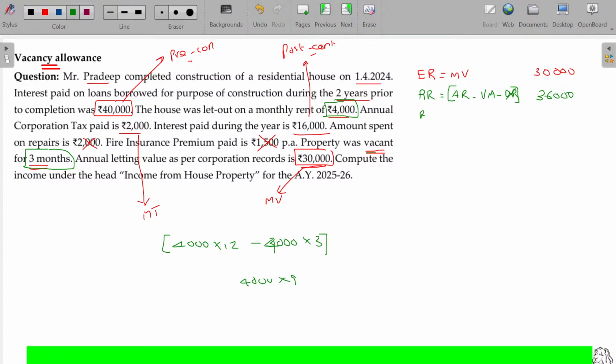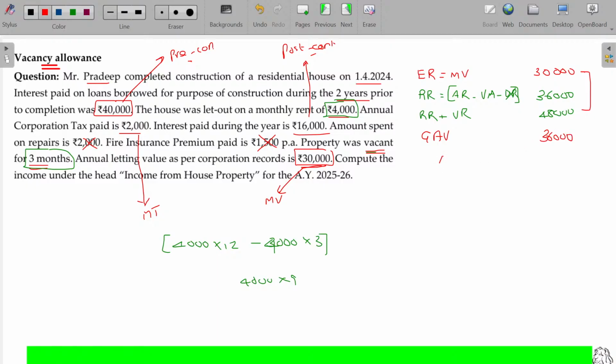Next, don't forget to find out this value. Rent received plus vacancy rent, both put together: 48,000 rupees. 4,000 per month for the 12 months. If it is let out, then the value being 48,000 rupees. Now you have to find out the GAV. GAV in this case being rent actually received, 36,000.